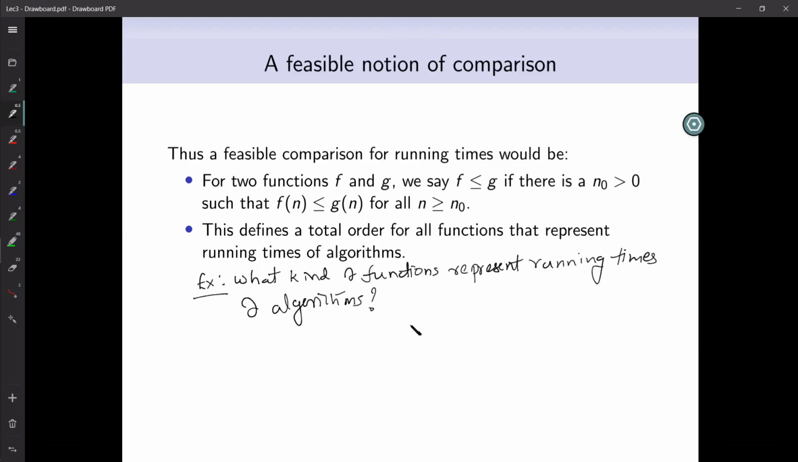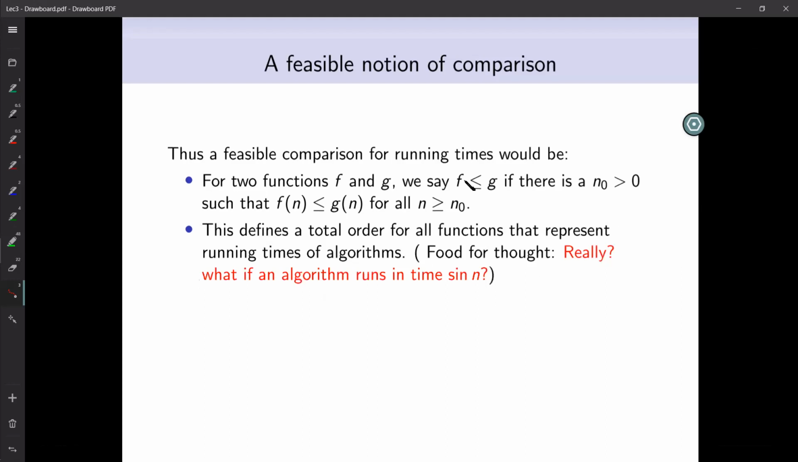So the statement I made in fact defines a total order on all such functions. The reason is that either f is above g or g is above f. Because both are monotone functions, if one starts growing faster than the other, it will keep outgrowing the other. Because the curve only goes upward, it will never come downward. So basically this defines a total order. Let's not worry much about why it is a total order, but it meets the requirement. This is the exercise that I wrote: why can't the running time be sin n, or what are the functions which represent running times of algorithms?